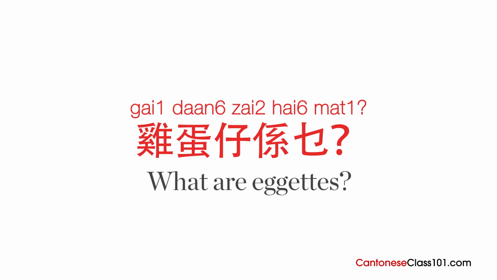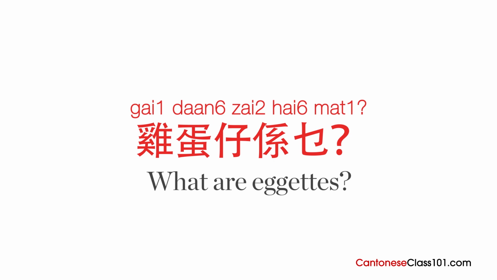雞蛋仔 is a kind of Hong Kong street snack. Then we add 係乜? to form the question, what are eggettes? Very straightforward. Now, you try to form a question. Leave it in the comment section for us to read.